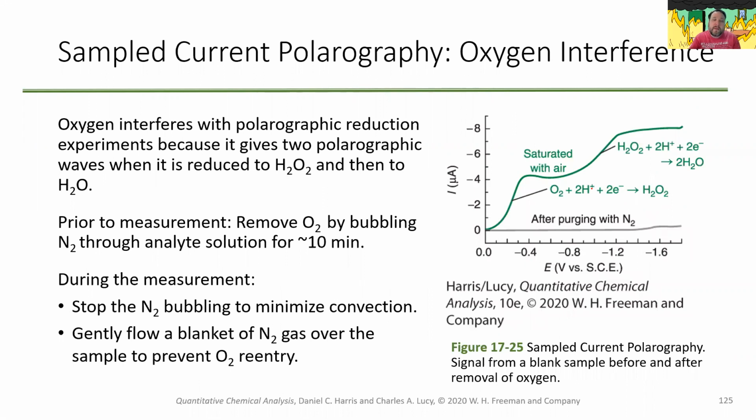Right. Oxygen is kind of a pain for this kind of experiment because it interferes with the reduction experiments. It's going to give you two polarographic waves when it's reduced to H2O2 and then back to H2O. So you're ending up with a little interferent here that's got a little double wave in it. So that's why you're going to bubble in some N2 gas to get rid of the oxygen.